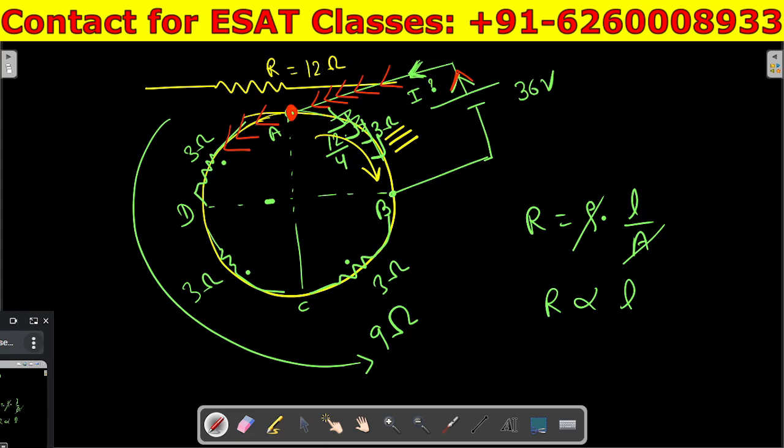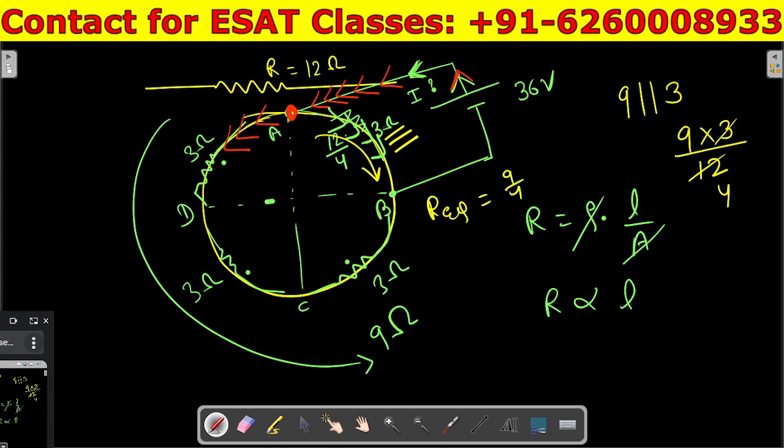Are you getting my point? This is the A to B part, with 9 ohm and 3 ohm. So now you have to find the parallel of 9 and 3. So it should be 9 into 3 upon 9 plus 3, that is 12. So you cancel by 3, and you get 9 upon 4. So the total resistance of this circuit is 9 upon 4.